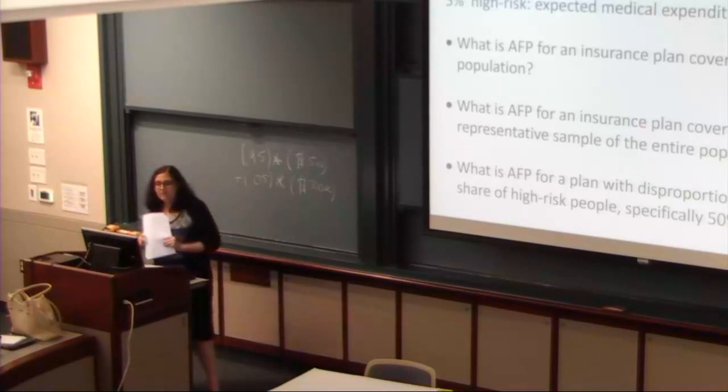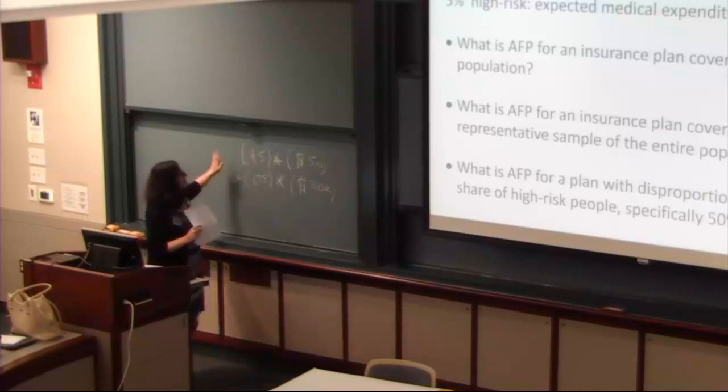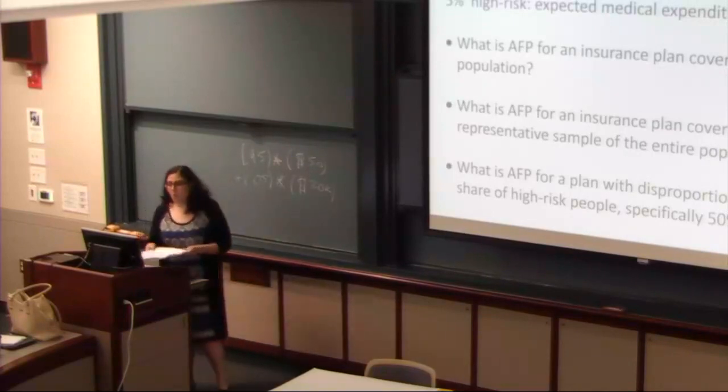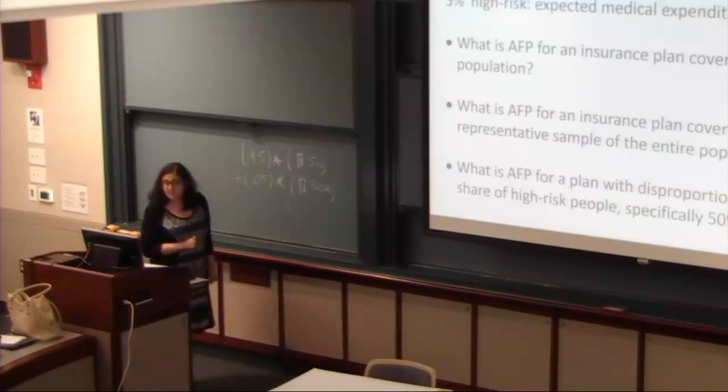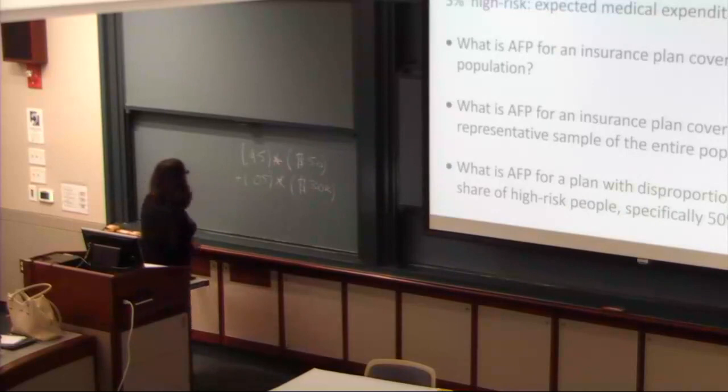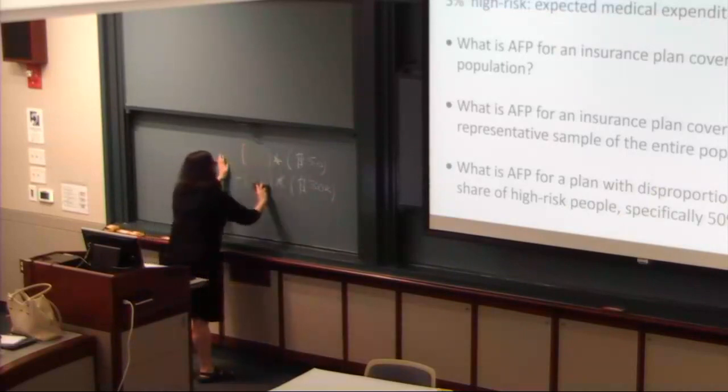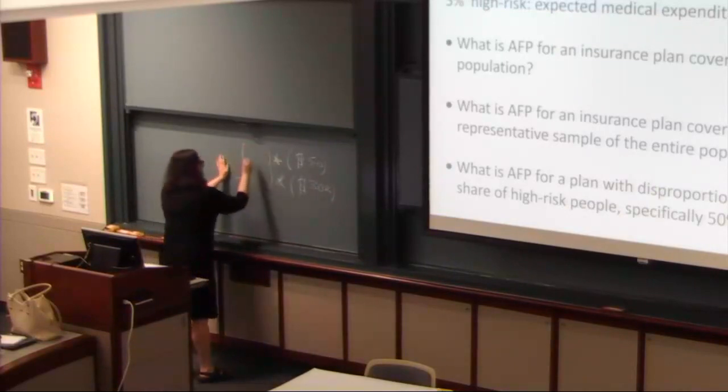What is the AFP for an insurance plan covering a representative sample of the entire population? Identical. What is the AFP for a plan with a disproportionately greater share of high-risk people, specifically 50% higher risk? Oops, already broken the chalk.